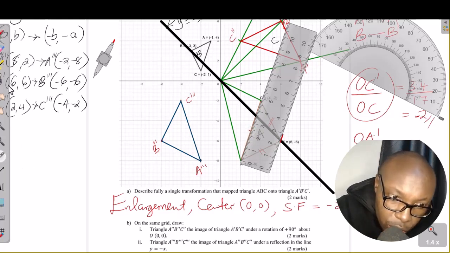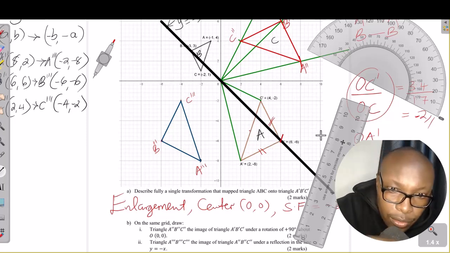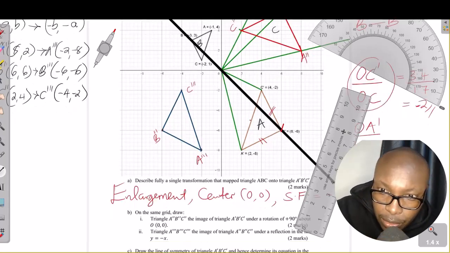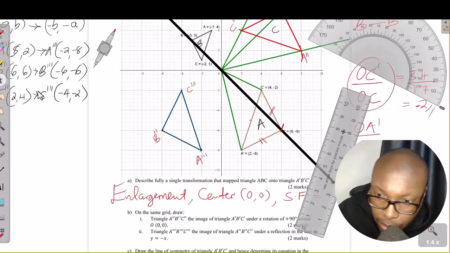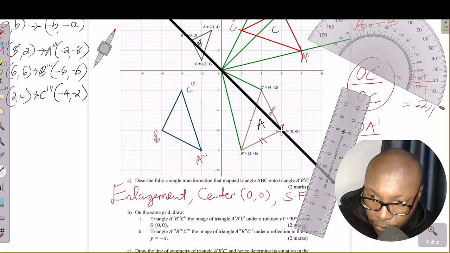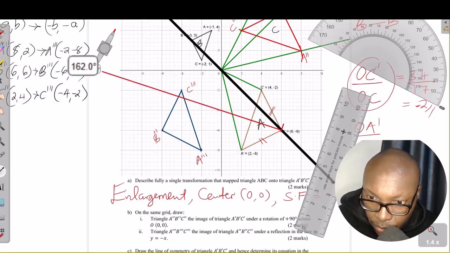So I will need to draw a straight line using a ruler from this point C. Let me first clear these. I need to clear something here, or I can just continue with that. I don't think there's any problem. I can just continue with it. So I actually want to draw the line. So from this point, that will be the line of symmetry.